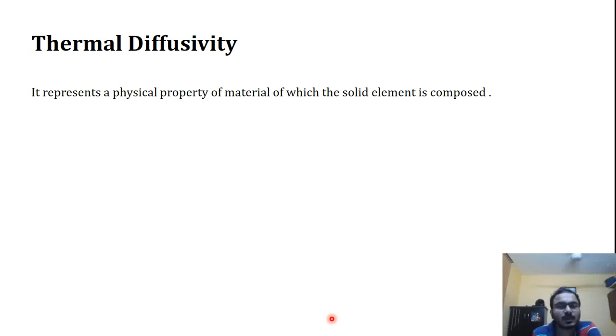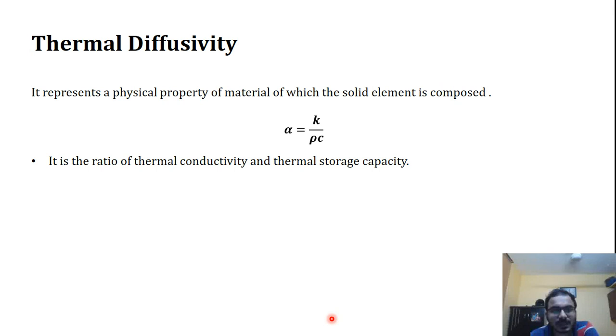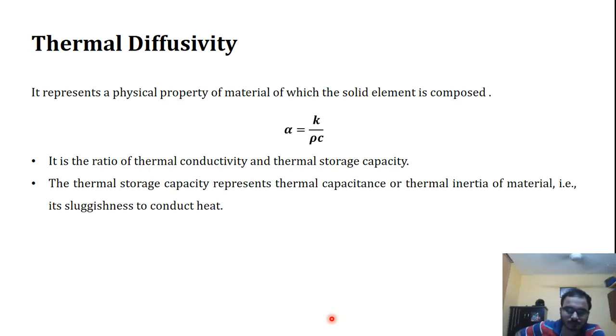It represents a physical property of material of which the solid element is composed. So we will say this. Alpha is given by K by rho c. It is the ratio of thermal conductivity K to this thermal storage capacity. So rho into C is the value of thermal storage capacity. The thermal storage capacity represents the thermal capacitance or thermal inertia of material or its sluggishness to conduct the heat.